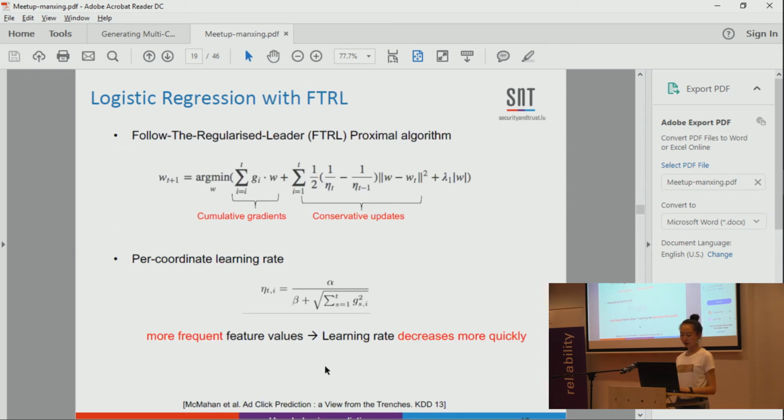There's another framework proposed by Google. It's an online learning framework to accelerate the learning process of logistic regression. Here it makes sure that with every update, the weight will not be too far away from the previous value. It also introduced something called per-coordinate learning rate, which means previously we had one learning rate for all the feature values, and now we have one learning rate per feature value. In this way, the more frequent feature values will have their learning rate decrease more quickly.